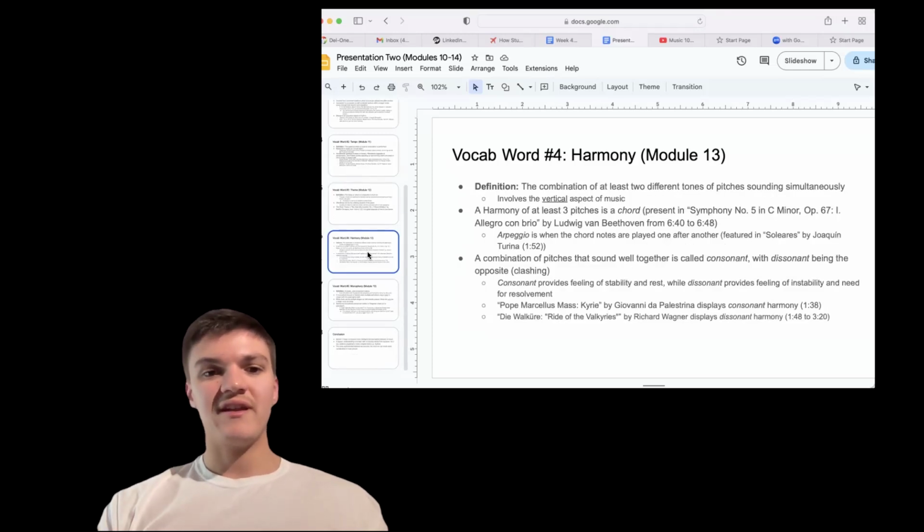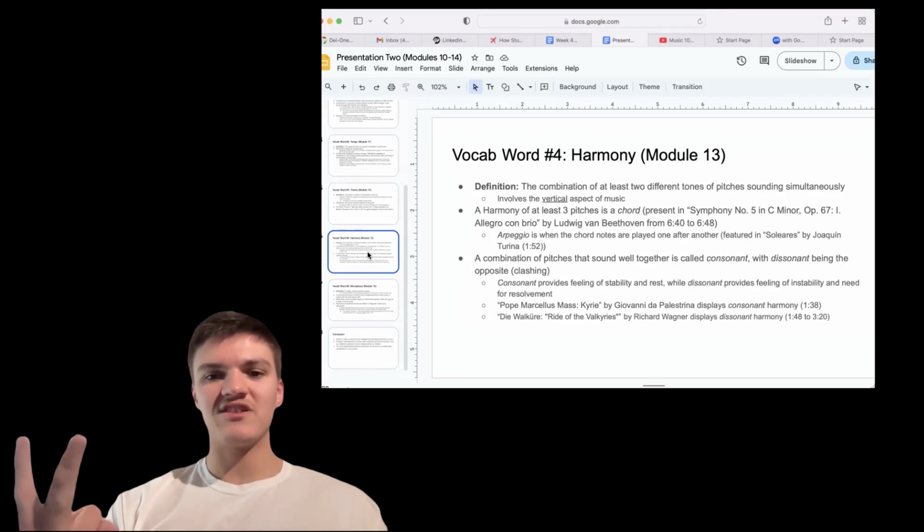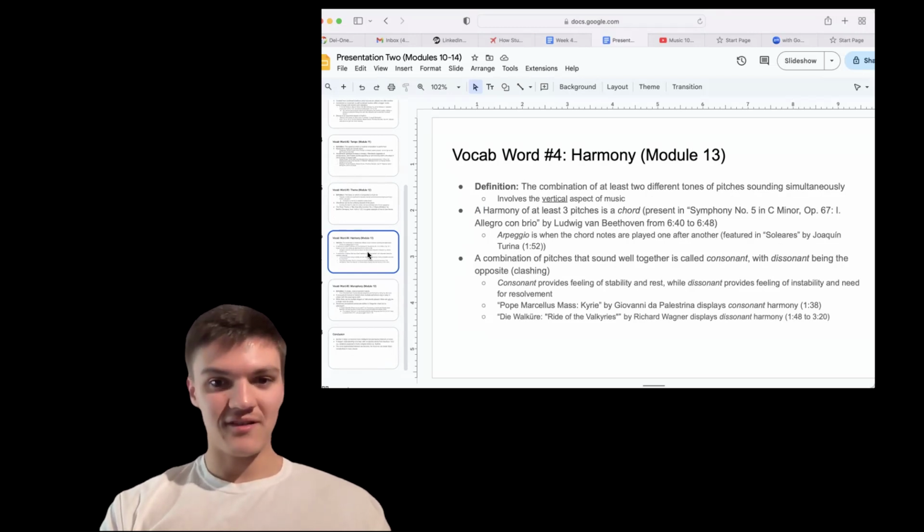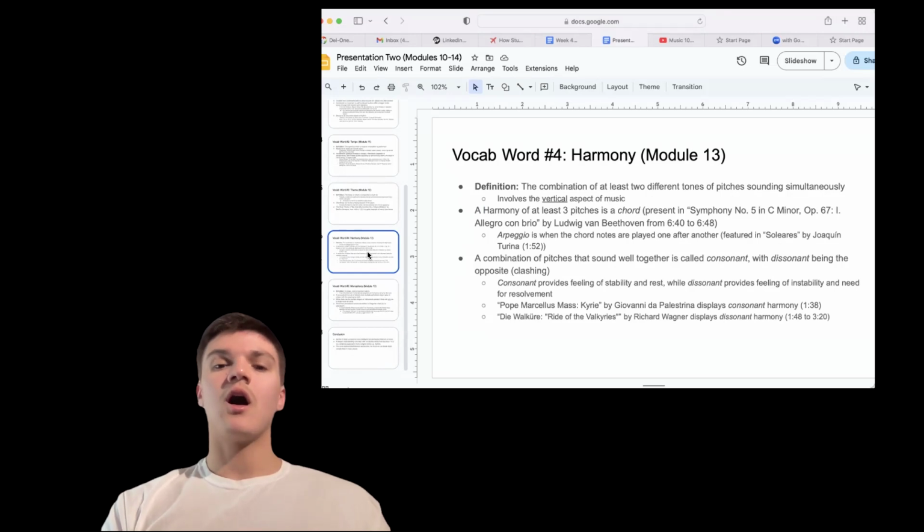Going on to Module 13, I believe it's important to mention harmony. Harmony is the combination of at least two different tones or pitches sounding simultaneously. It involves the vertical aspect of music. A harmony of at least three pitches is a chord, which is present in Beethoven's Symphony No. 5 in C minor, from the 6:40 to the 6:48 mark.